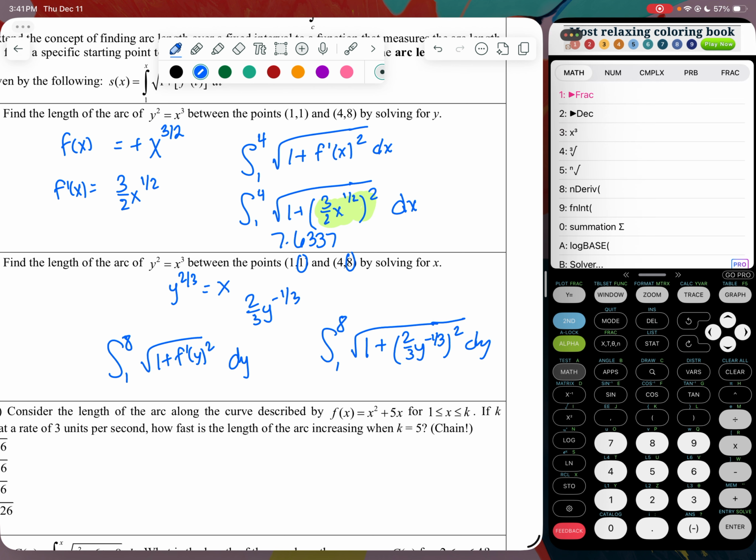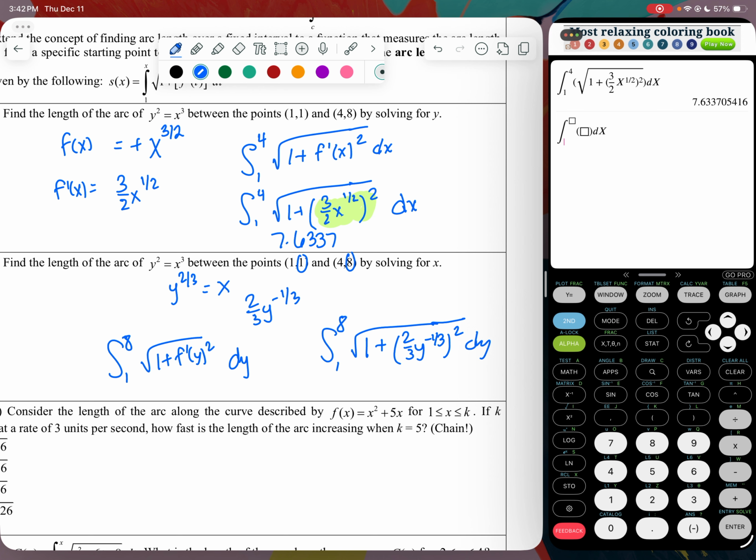Now, because my bounds are in terms of y, your answer should be the same. Even though this thing does say dx, that's going to be okay. Don't be afraid that it says dx, because we're just assuming that the x is now y here.